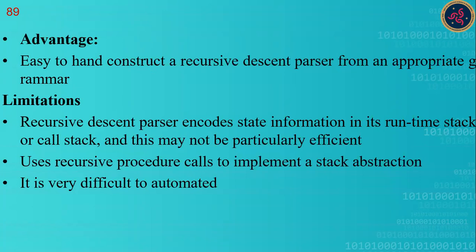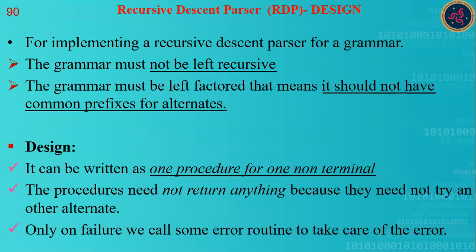Now we can see how we can design a recursive descent parser. Okay, so here these are the prerequisites. That is, the grammar should not be left recursive, and it should not have any common prefixes for alternates. That is, the grammar must be left factored.